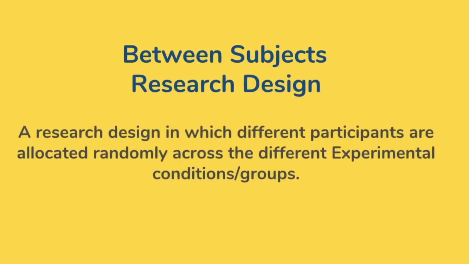So the between subjects research design is a type of research design in which different participants are allocated or recruited across the different experimental conditions and groups in a study. Let's understand this better with an example.